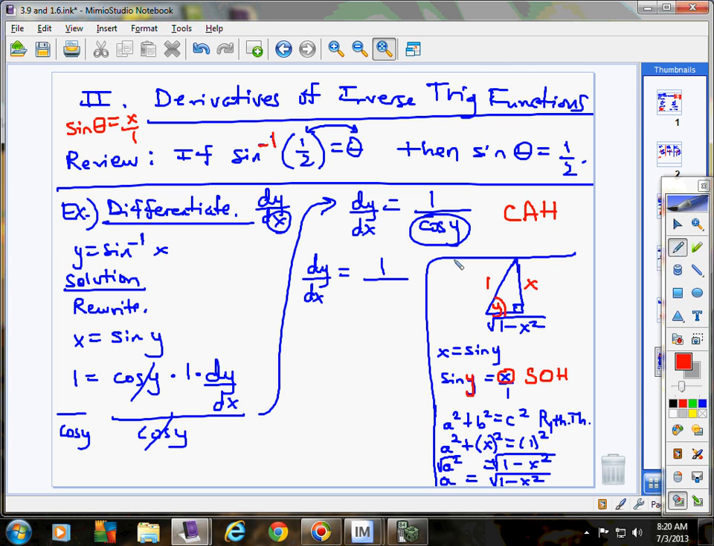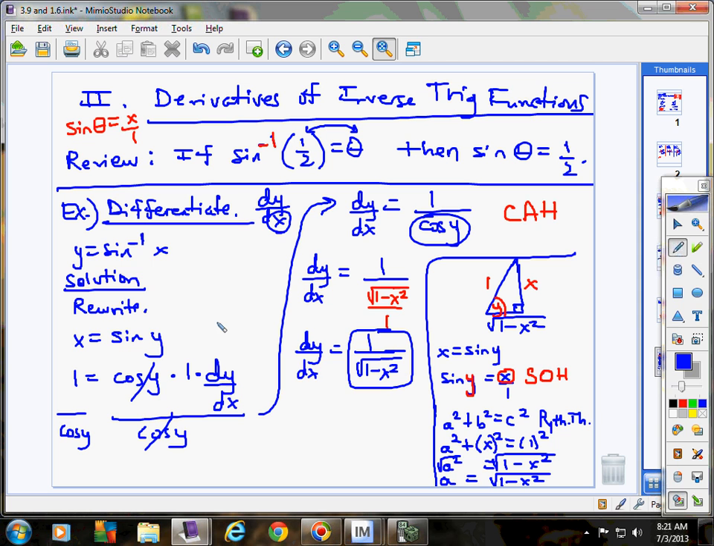So if this is the angle y, the cosine of it is the adjacent. That's that side I had to find. That's why we needed it. Over the hypotenuse, which is 1. We already had it labeled from before. And so 1 over the square root of that over 1 is just 1 over the square root of that. Okay, so there's our derivative.